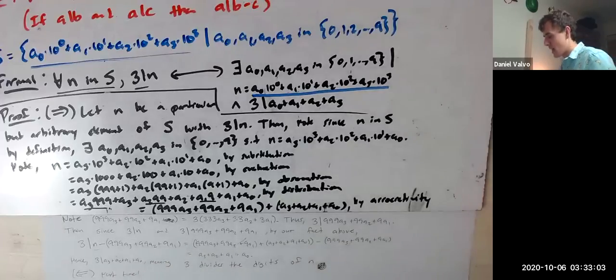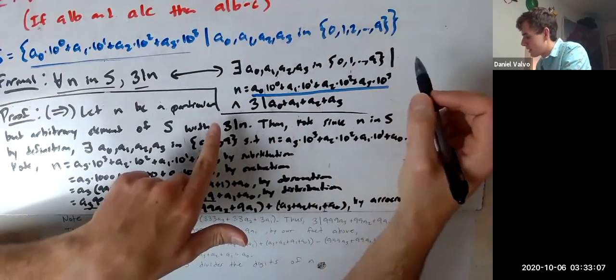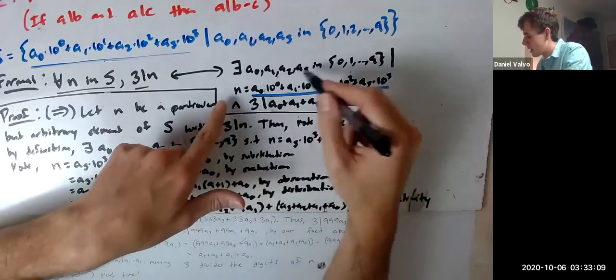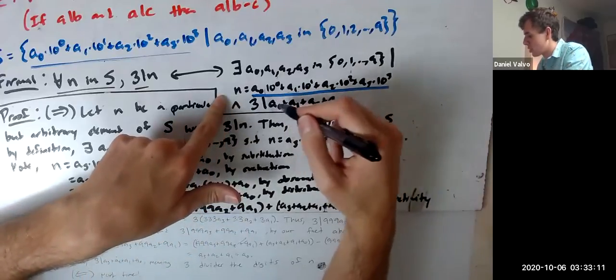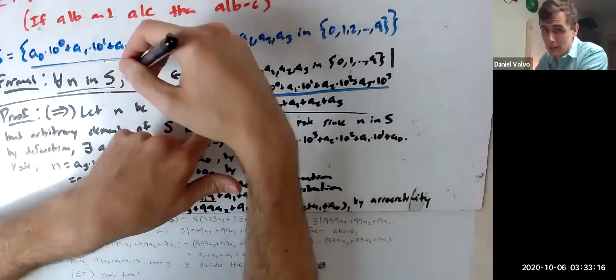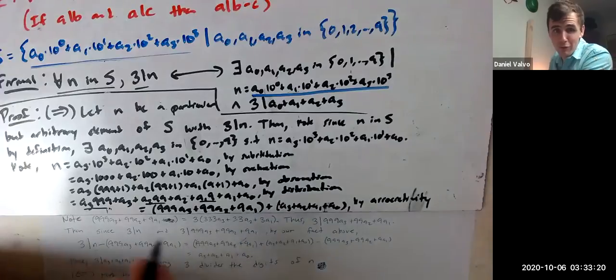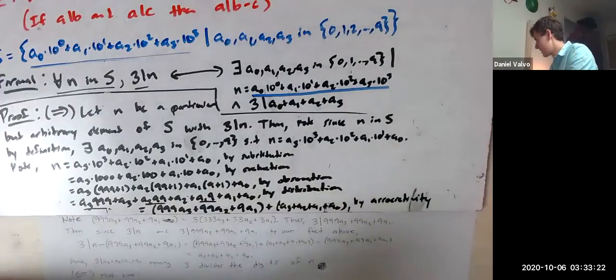And so that means if you start here, if you start with this assumption that you can write n in this way and 3 would divide a0 plus a1 plus a2 plus a3, then prove 3 divides n. It's going to be just as easy. It's basically just going to be reversing what we already did. But we have to prove it.